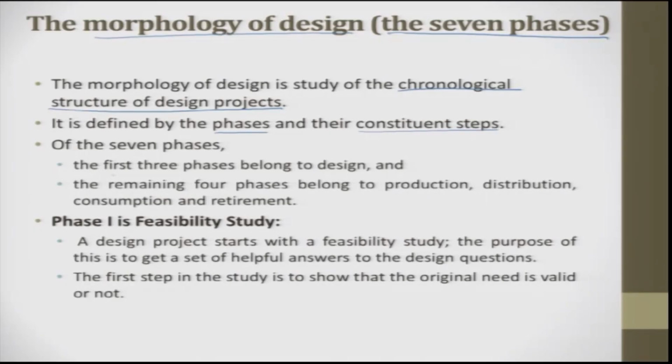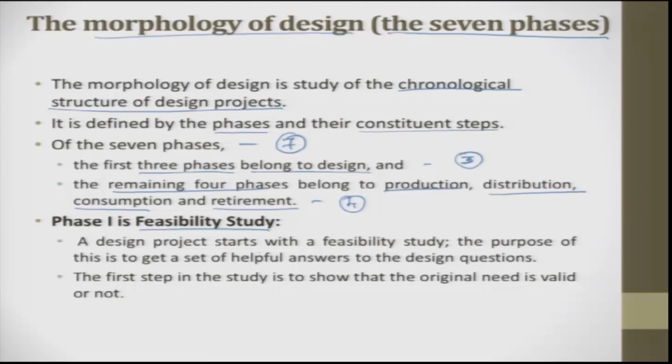Of the 7 phases, the first 3 phases belong to design and the remaining 4 phases belong to production, distribution, consumption and retirement. As I told you last class, retirement is also one important parameter which has to be thought of at the design stage itself. So, there are 7 stages. Out of 7, 3 go here and 4 go here. So, the first 3 stages belong to design. So, phase 1 is the feasibility study.